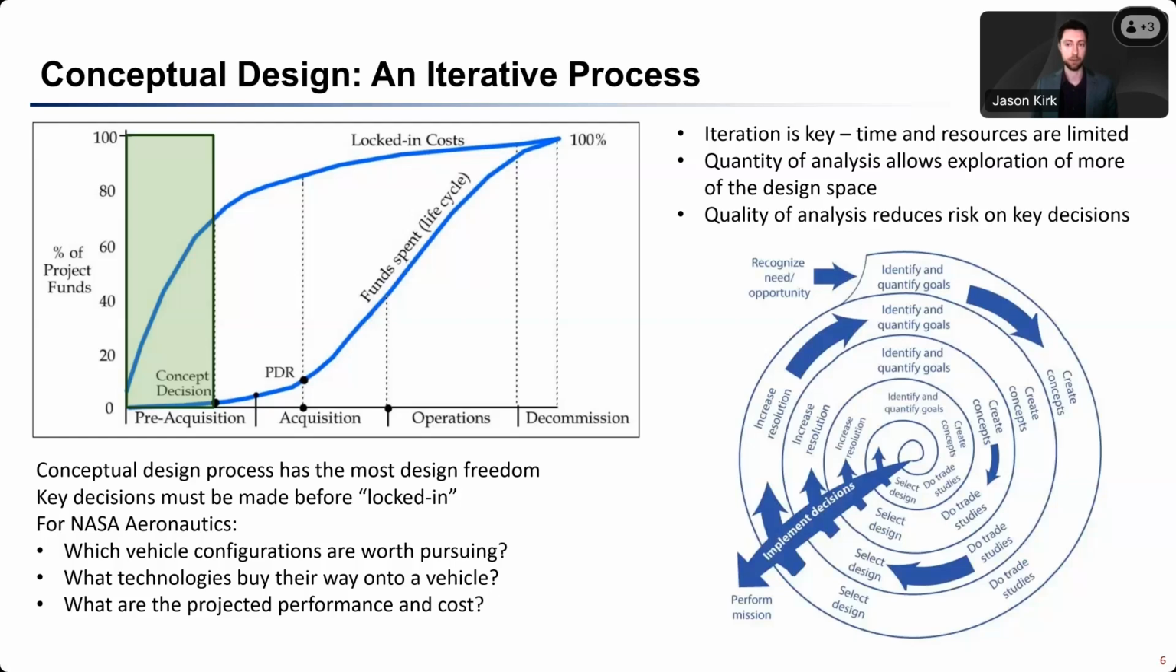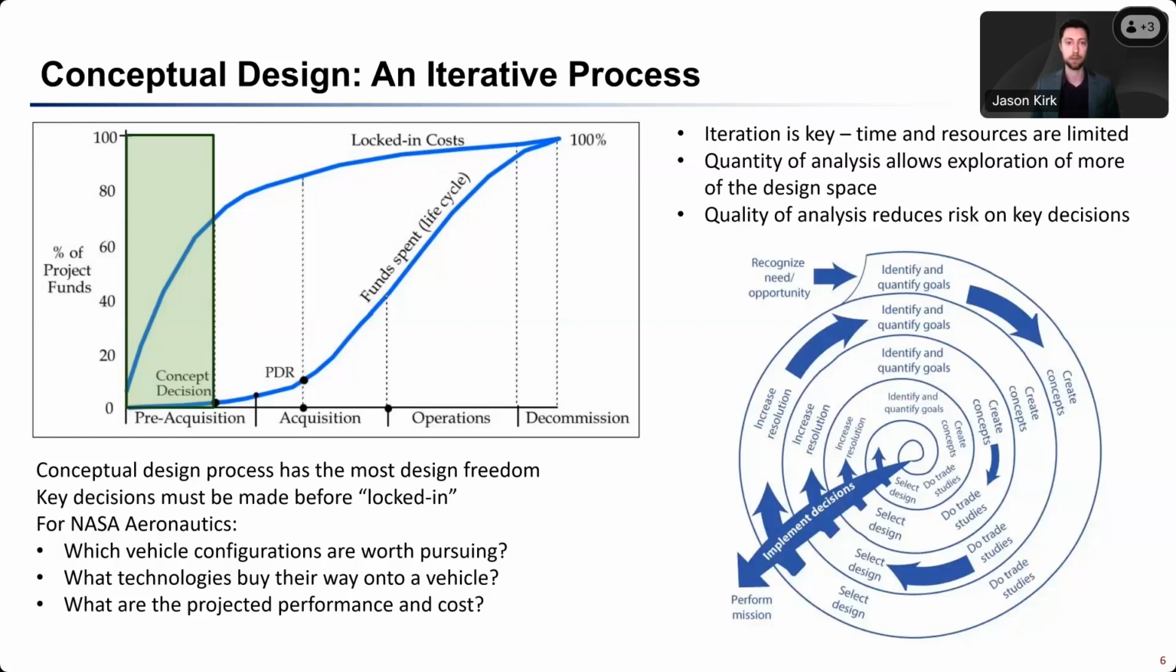Do they buy their way onto a specific configuration like the TTBW, but don't make sense for something else like a distributed electric propulsion aircraft? And then once you've made some of those decisions, being able to have an estimate of the projected performance and cost of that aircraft. And conceptual design is an inherently iterative process. So your time and resources are limited. So you've got to do as much as you can with that.